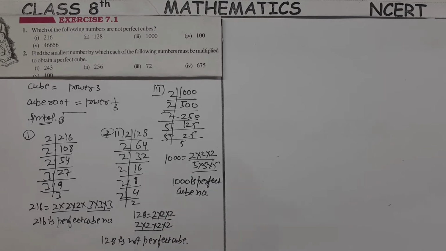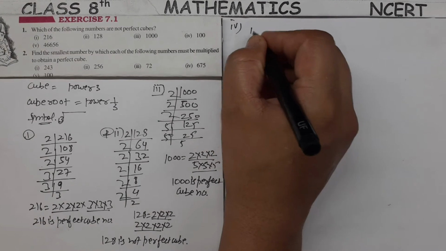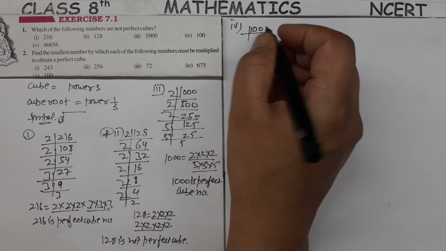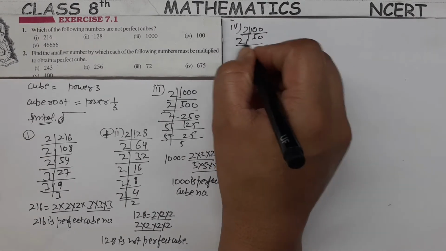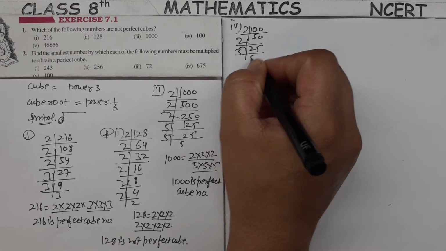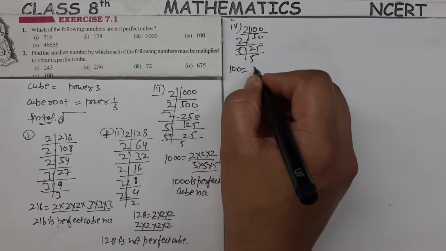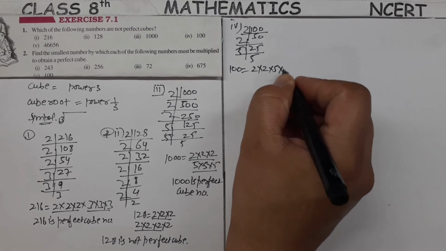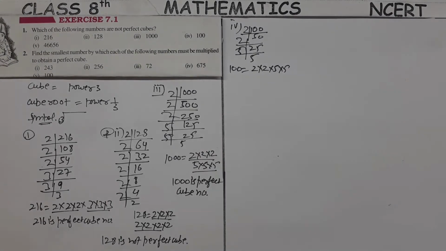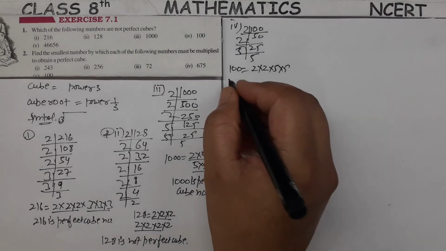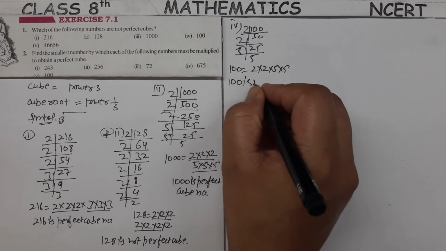Next is part 4, 100. Prime factors: 2 into 2 into 5 into 5. Both numbers are not in triplets. That's why 100 is not a perfect cube.